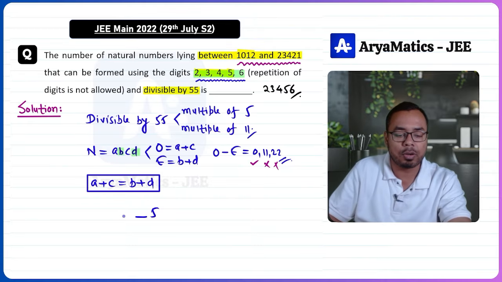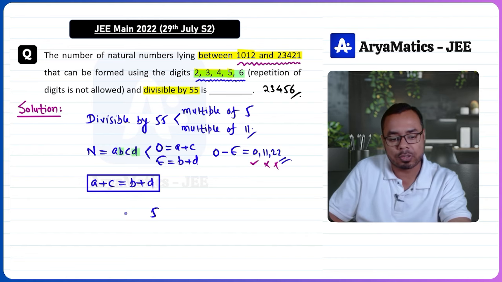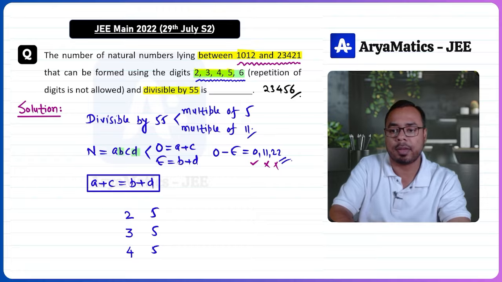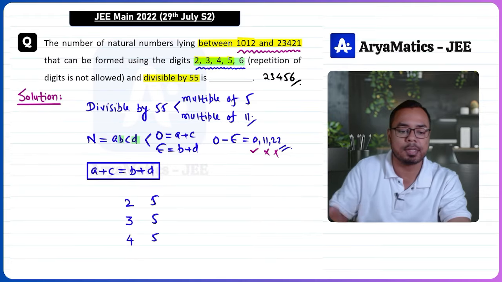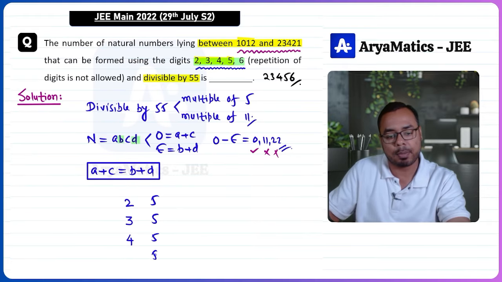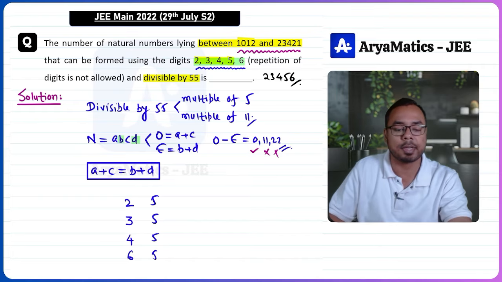So for B the different options will be, we have 5 at unit place. 5 we cannot keep at any other place because repetition is not allowed. So at 100 place, either you can have 2, or 3, or 4, or 6, right? These are all the 4 cases that you can create. At unit place we have 5, and at 100 place we have 2, 3, 4, 6.